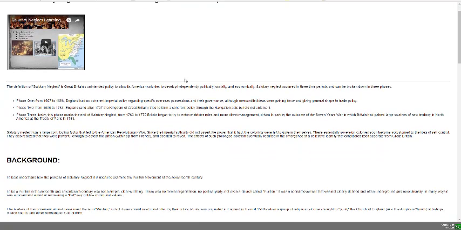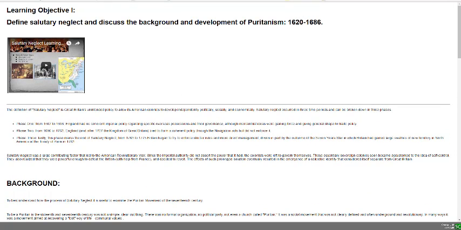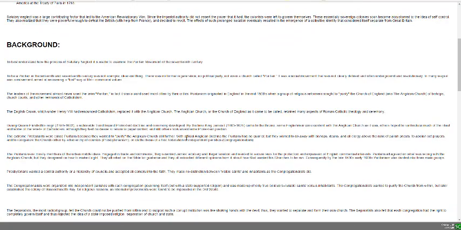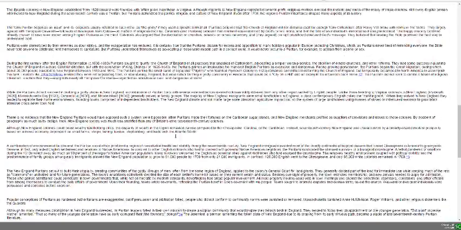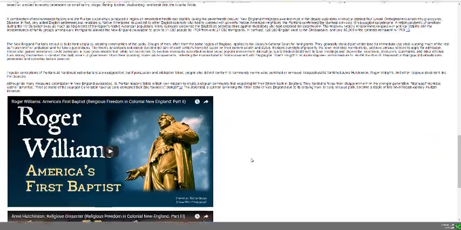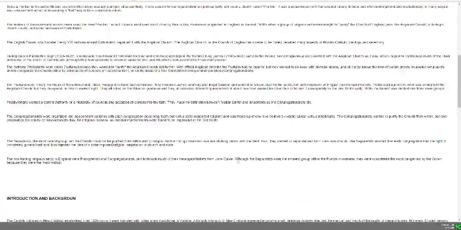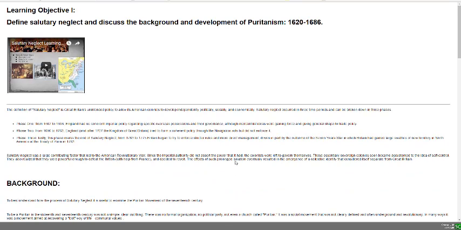And then salutary neglect moves into an example, Puritanism between 1620 and 1686. And the next couple of parts also go into Puritanism. So go through this to provide examples of how salutary neglect in particular allowed the colonies to develop independently from Great Britain. That's what's significant about this concept and very helpful in understanding how the American Revolution is going to occur.